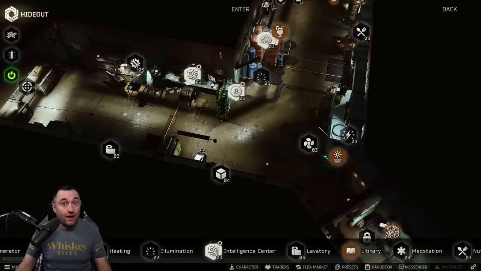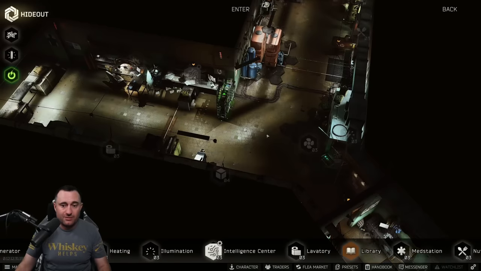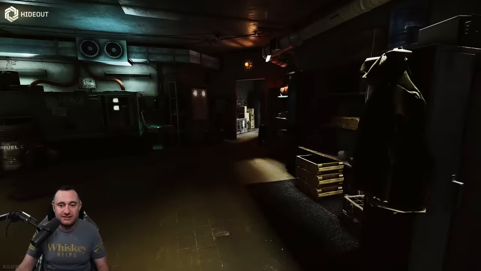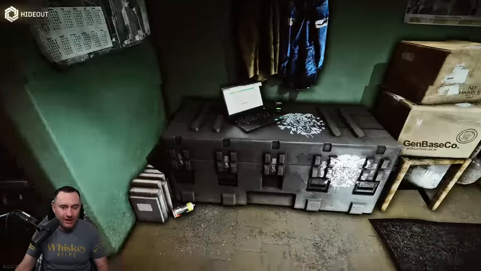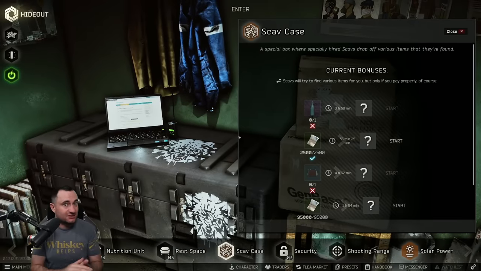Now, the last little blurb we'll talk about here, except I accidentally backed out, is the scav case. It's not really a craft. This is just gambling, right? But I get asked a lot, so I just want to put it in here for everybody's information.